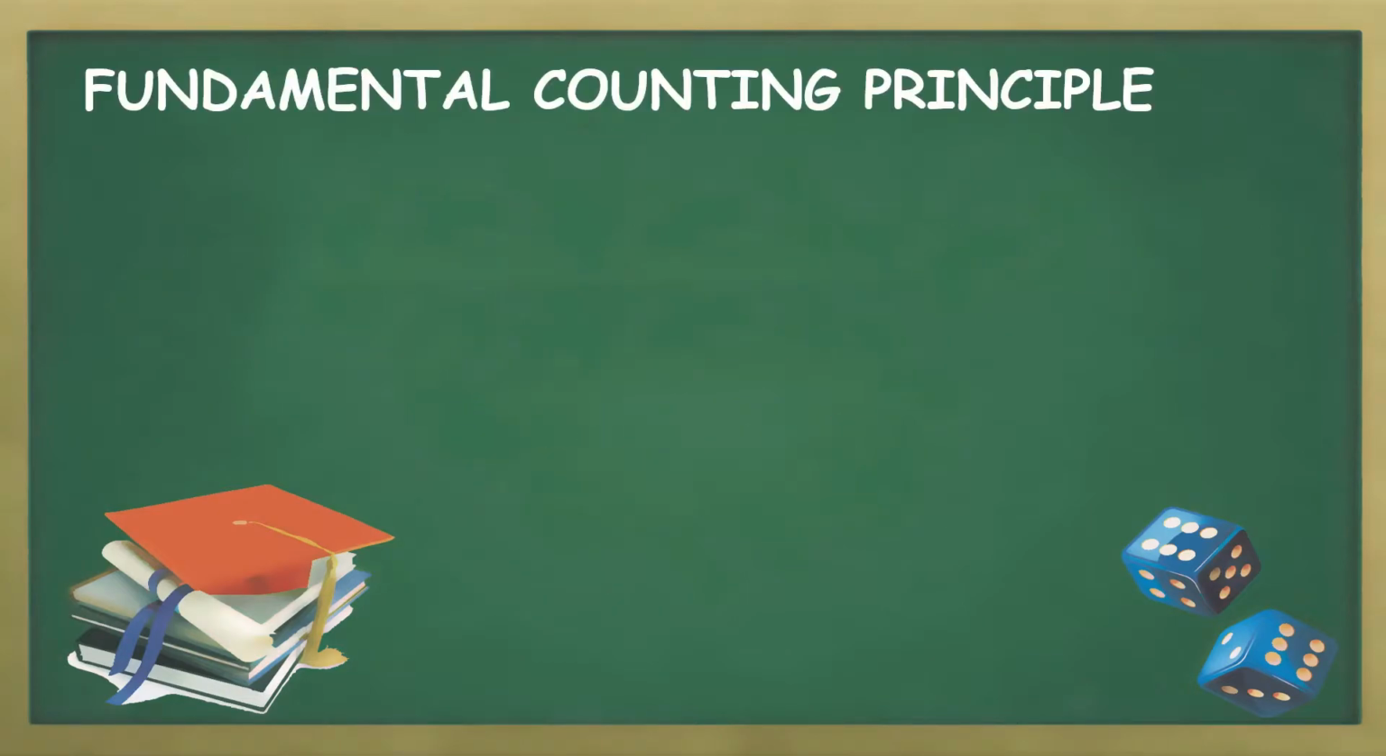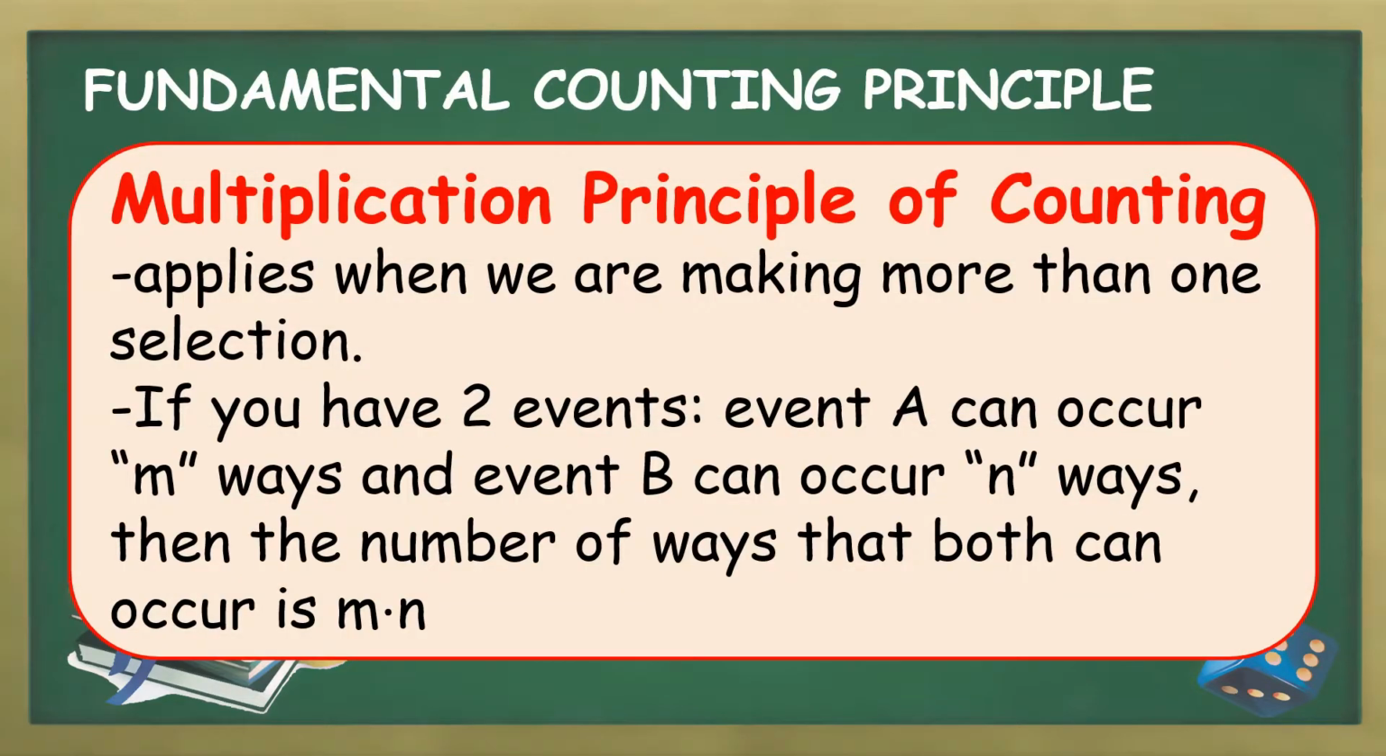Let's proceed to the next one, which is the fundamental counting principle. For this one, we have the multiplication principle of counting. So this applies when we are making more than one selection. So let's say you have two events. Event A can occur in M ways and event B can occur in N ways. Then the number of ways that both can occur is M times N.